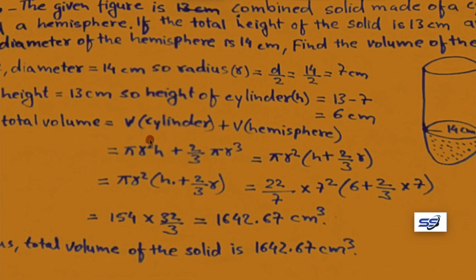From formula we know that to find the volume of cylinder we have the formula pi r square h, plus volume of hemisphere is 2 upon 3 pi r cube. This is equal to pi r square h plus 2 upon 3 r, which is 22 upon 7 into 7 square into 6 plus 2 upon 3 into 7, equal to 154 into 32 upon 3, which is equal to 1642.67 centimeter cube. The total volume of the solid is 1642.67 centimeter cube, and this is our required solution.